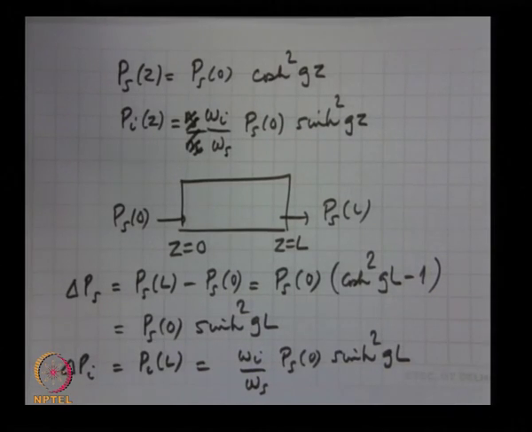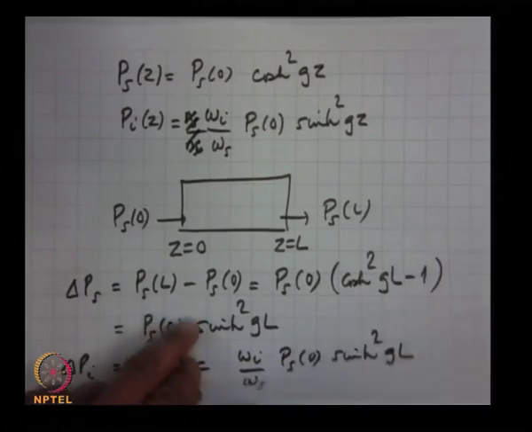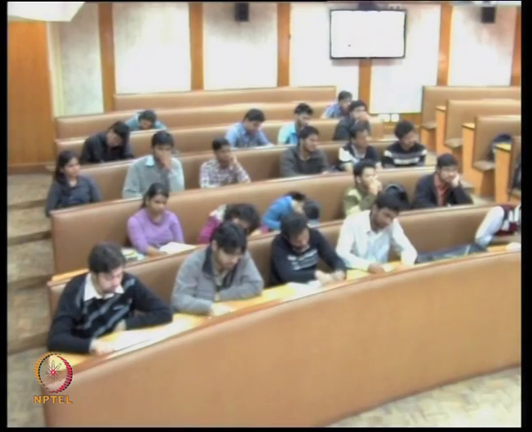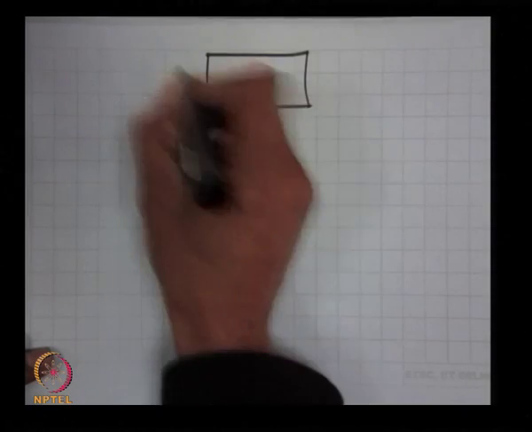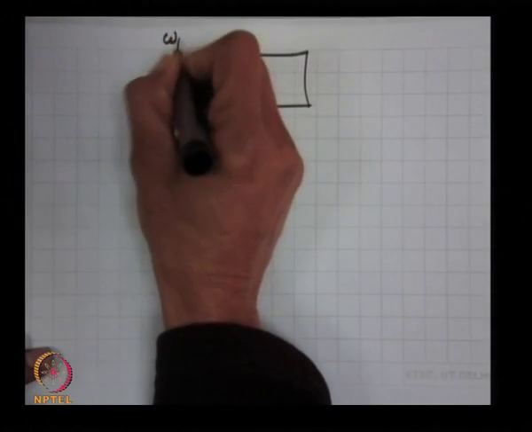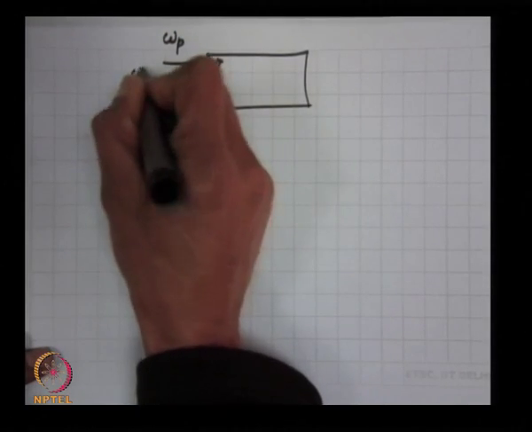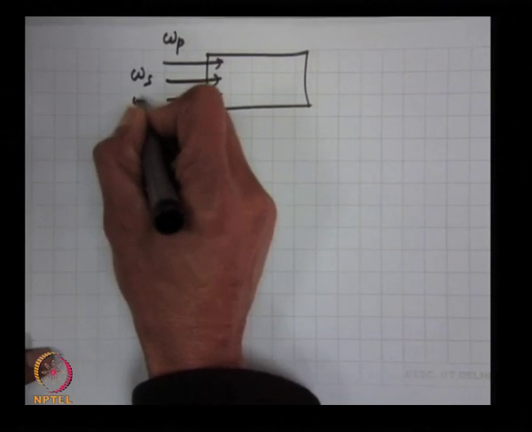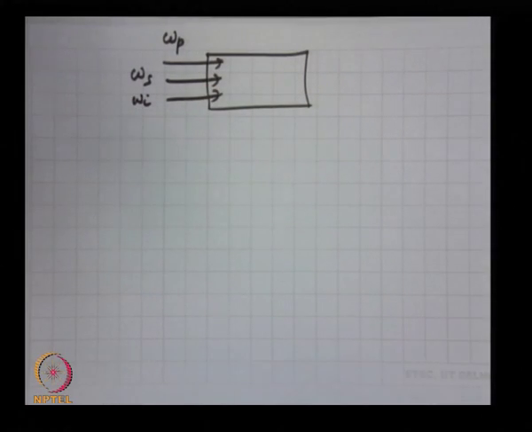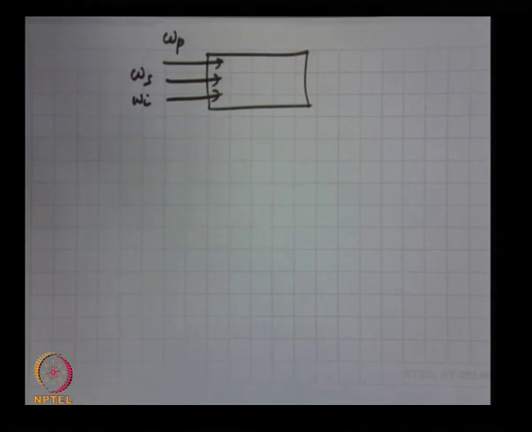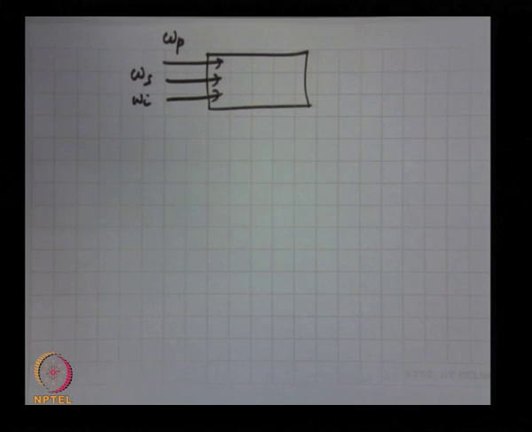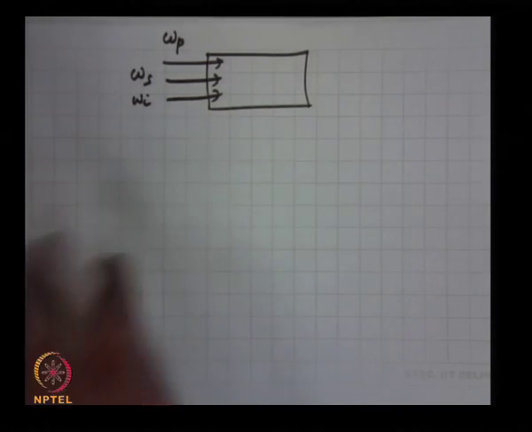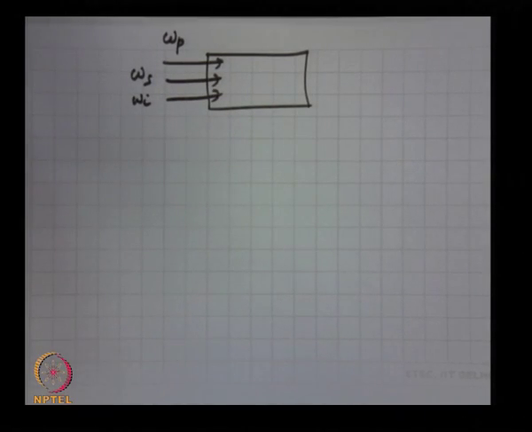Now, let me go to the following situation, which is very interesting, where I say that I have omega p, omega s, and omega I, all three inputs simultaneously. I'll show you that now the signal will either get amplified or attenuated depending on the phase relationship between the idler, signal and the pump.